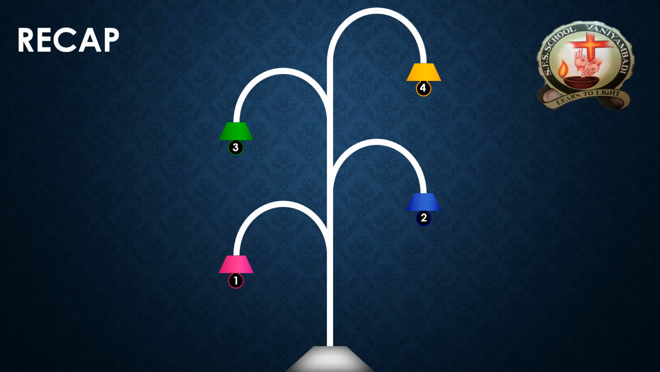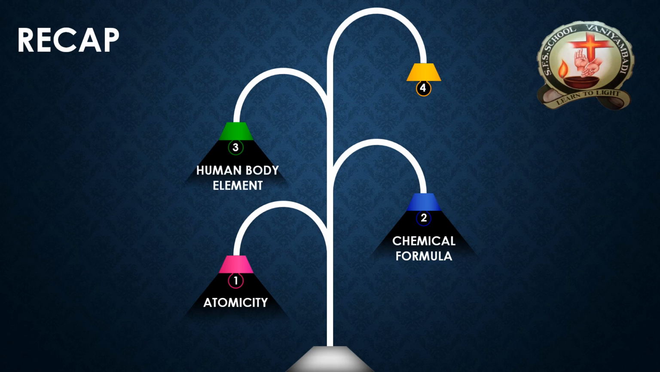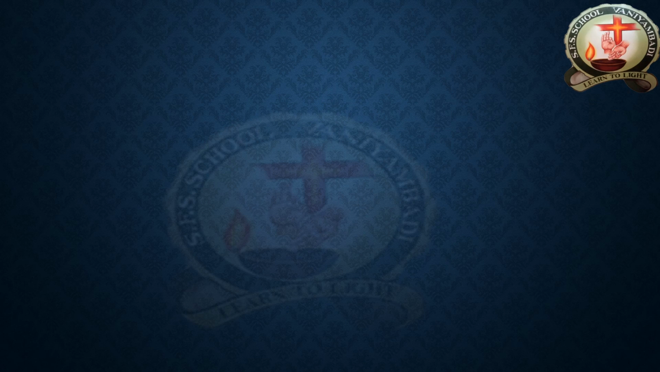So students, now let us understand what we have learned here. Now I am going to give a small recap of this section. First we learned atomicity, which is how many atoms are present in a compound. Second, the chemical formula: how to write it with the help of the constituent ions and then write the name of the compound. Third, what are the major elements present in the human body? Oxygen. Fourth, matter: the three types are solid, liquid and gas.